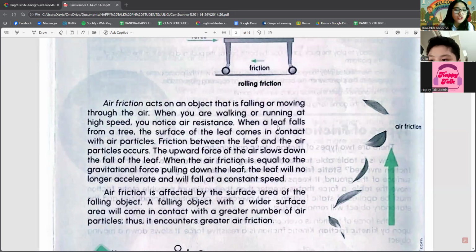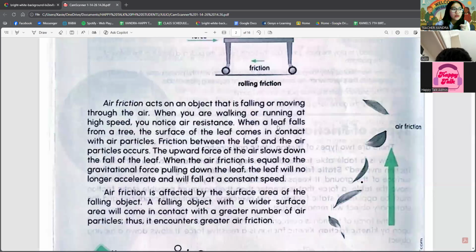Next, rolling friction is when you roll a toy car or a bike. Rolling friction is with wheels. And then air friction: you drop a paper and a coin. See which one falls slower. That's the paper, and the coin drops faster.